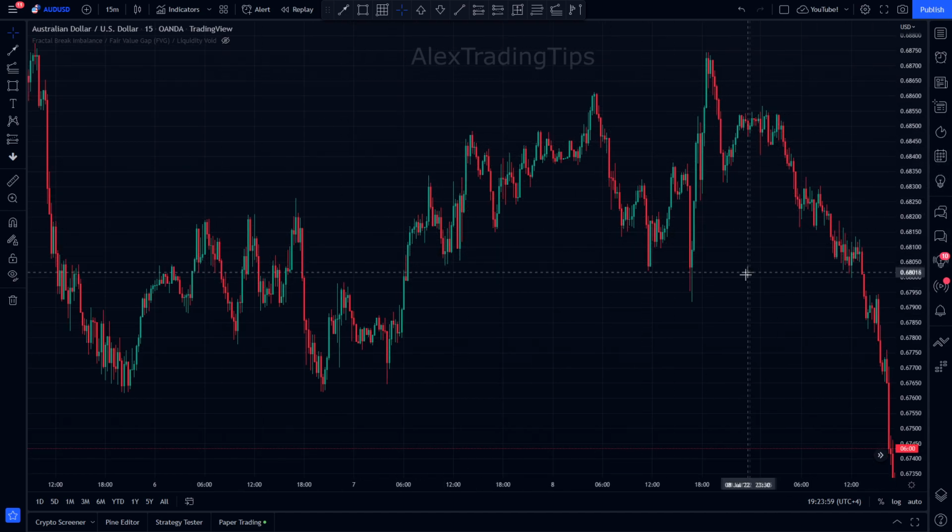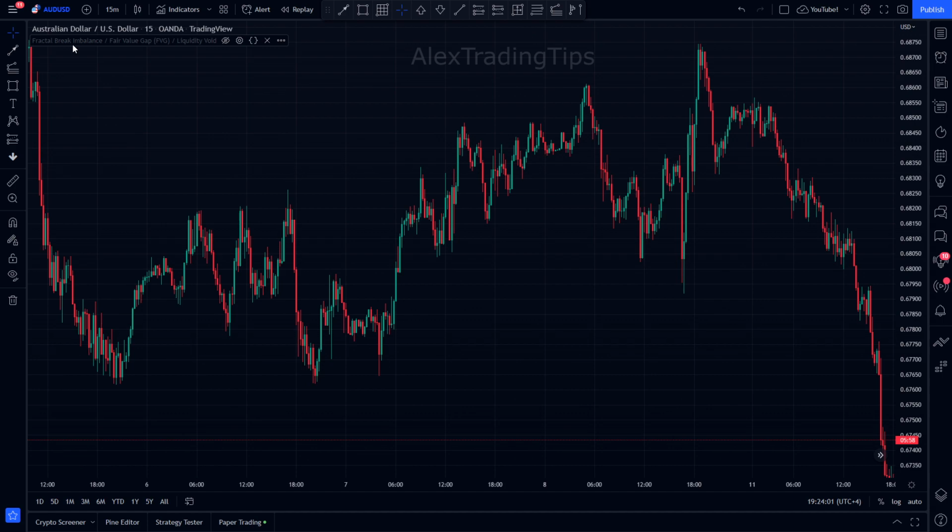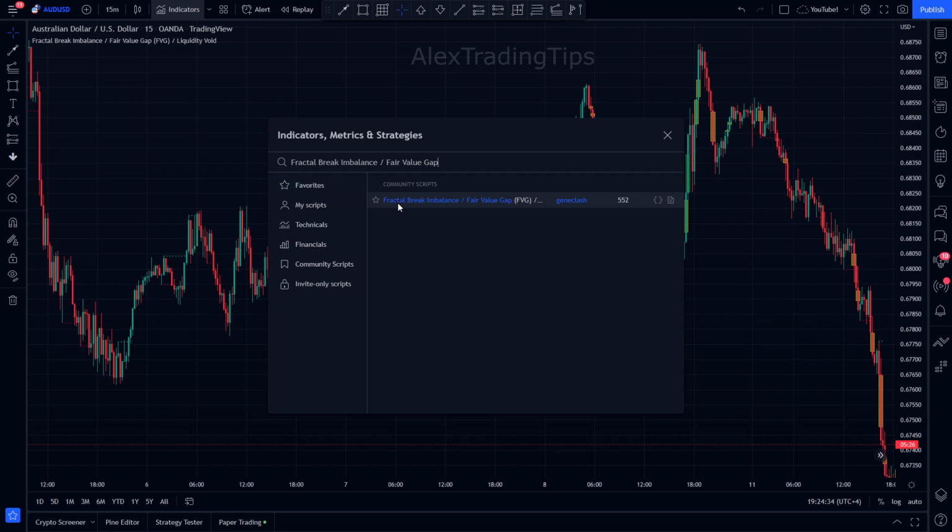Like in this case, I'm sure many of you already noticed this indicator up here, so I'll also give you this indicator. I hope you are not gonna use it blindly and use it for the purpose of learning instead of simply trading with it. You'll find this indicator for free called Fractal Break Imbalance Fair Value Gap. As I mentioned, they have different names from different markets, but they all mean the same thing, made by Gene Clash. If you just write the whole thing like that, it will be the only one that appears.